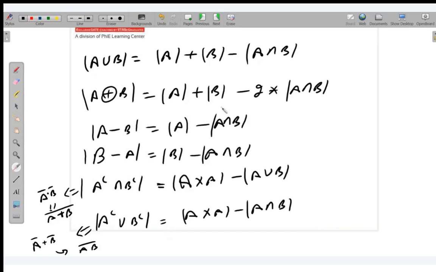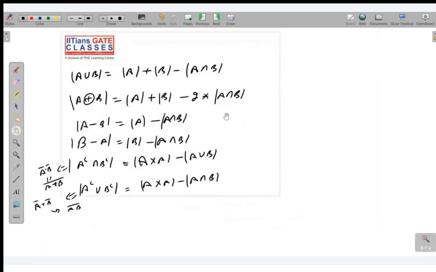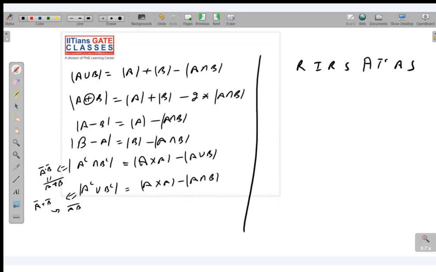So see the beauty. How many total possible? We will do this in an exhaustive way. How many types of relations are possible? Reflexive, irreflexive, symmetric, anti-symmetric, and asymmetric. We will not study transitive because there is no formula for transitive. So total 5. So you just make pairs, 5C2, total 10 pairs.